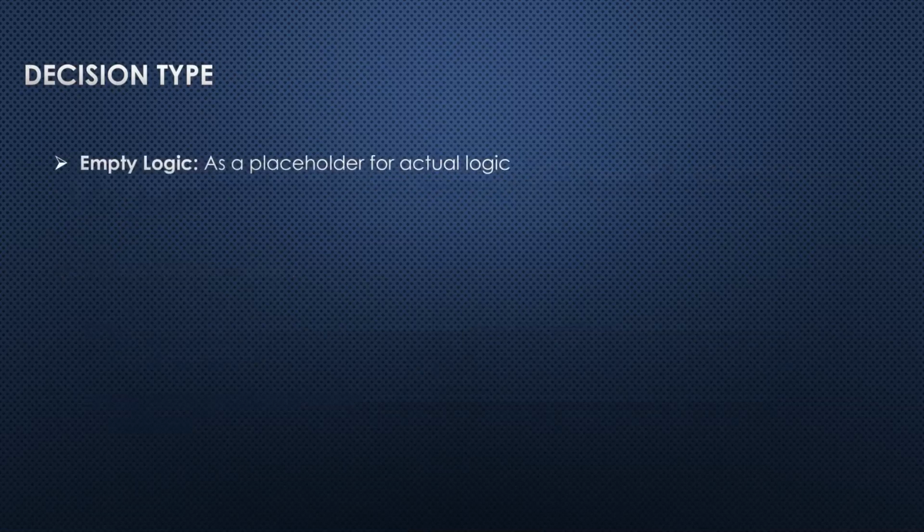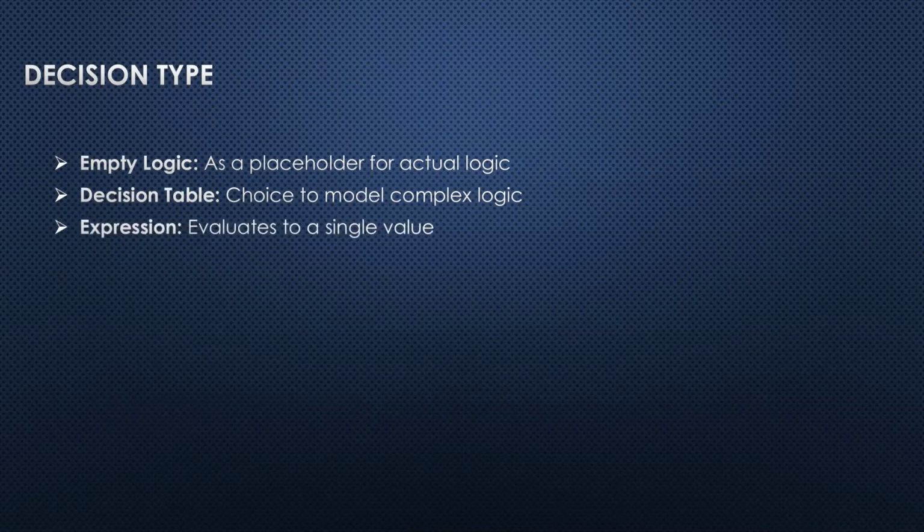There are a lot of decision types which we can use in order to build a complex decision model. One is empty logic. It is just a placeholder for our actual logic. The second is the decision table. It is a choice to model complex logic, and we are going to use it in our lab today. The third is the expression. This evaluates to a single value. Again, we will use the same expression decision type.